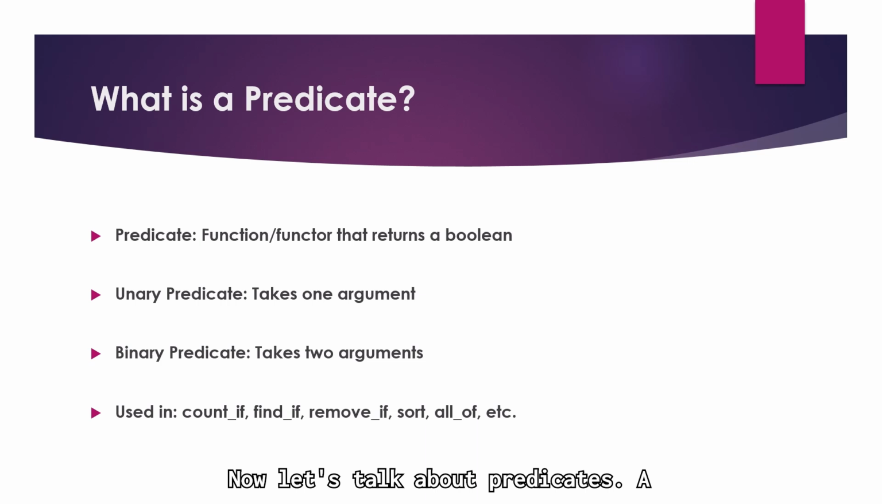Now let's talk about predicates. A predicate is simply a callable object, whether a function, lambda, or functor, that returns a Boolean value. Predicates are commonly used in STL algorithms where they help determine whether certain conditions are met. There are two types of predicates, unary and binary. A unary predicate takes a single argument and returns a Boolean, while a binary predicate takes two arguments and returns a Boolean. Predicates are central to STL algorithms like count_if, find_if, and remove_if, where they define the condition or logic for comparison and filtering.